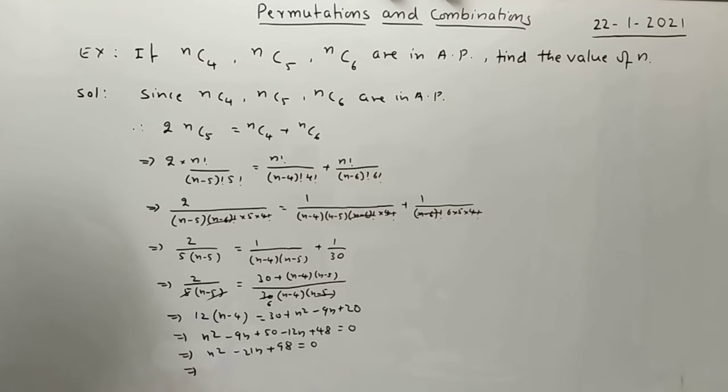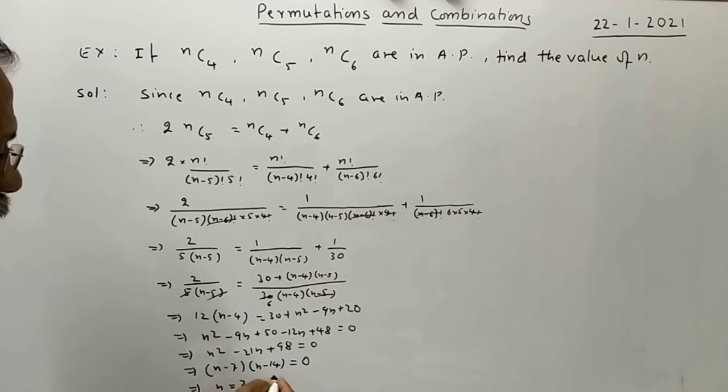This implies, what about the factors? 7 plus 14 is 21, 7 into 14 is 98. Next step is (n minus 7) into (n minus 14) is equal to 0. This implies n is equal to 7 or n is equal to 14.